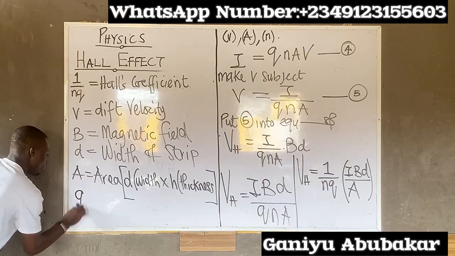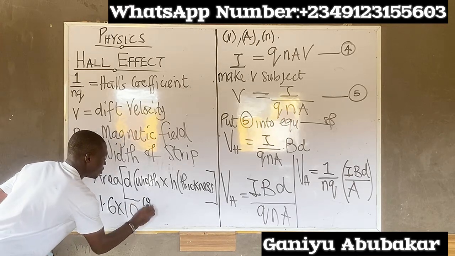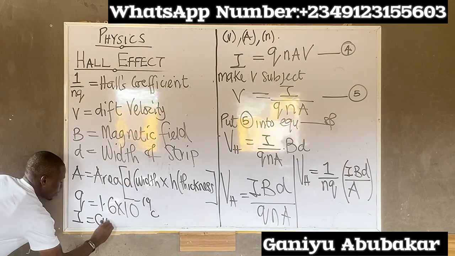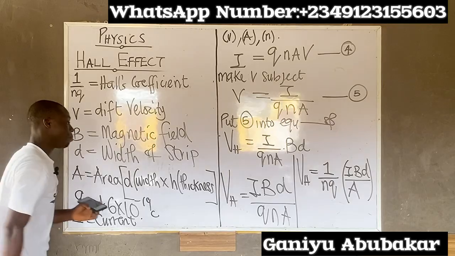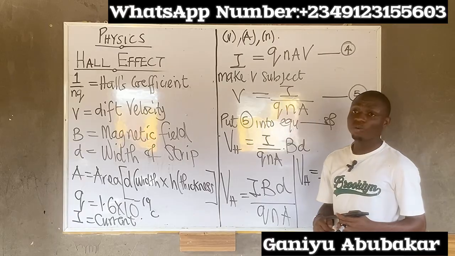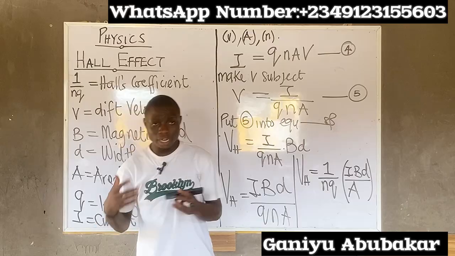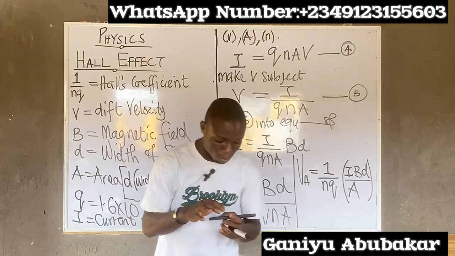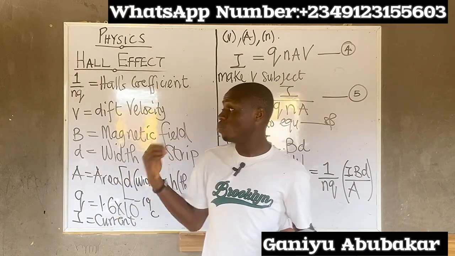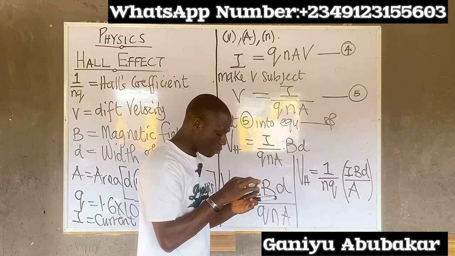Please note that Q is equal to 1.6 times 10 to the power minus 19 coulomb, and I signifies current, in ampere. This is the formula for the concept of the Hall effect. So this is how it works. Let's use this idea to solve some problems and see how we can apply this concept. So let's do a past question on this concept.